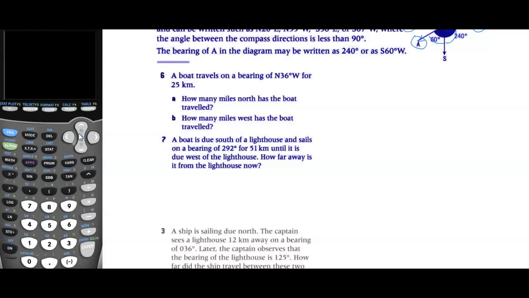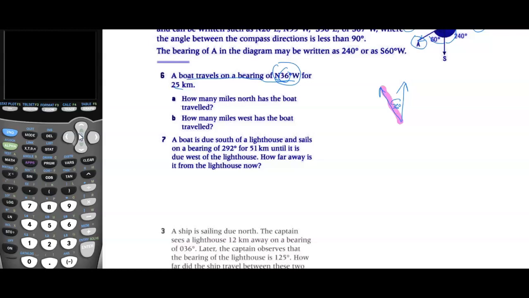First, a boat travels on a bearing of north 36 degrees west for 25 kilometers. Remember, this compass bearing is defining that you're basically going north, so you're going up on the map, but you're diverging 36 degrees to the west. And remember, west would be that way. So you're going up, but you are going 36 degrees to the west. That's slightly to the left, right? So this is the direction you're going, this way here.